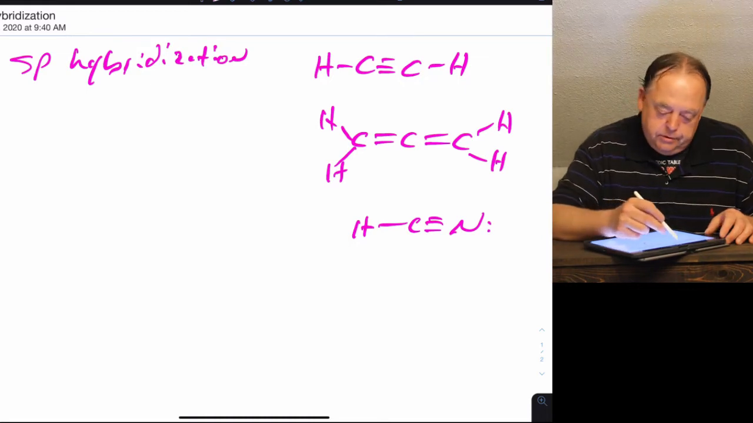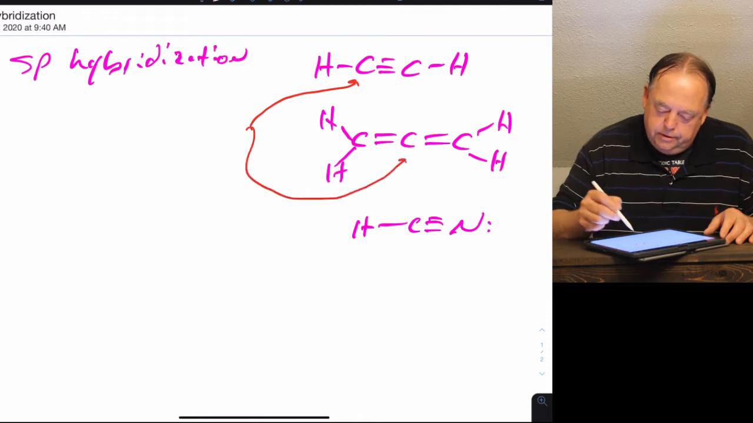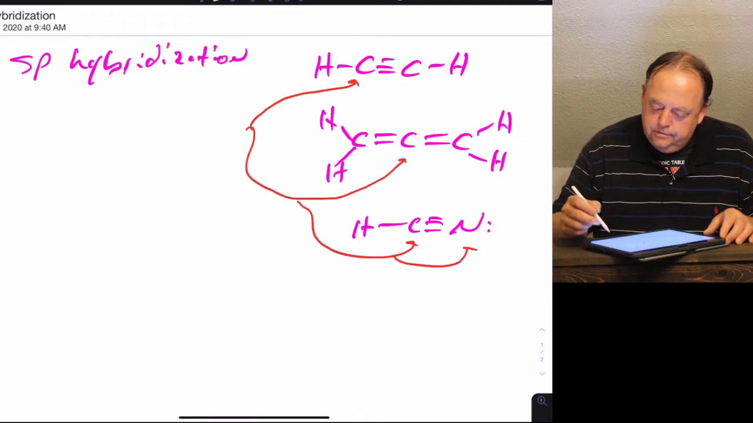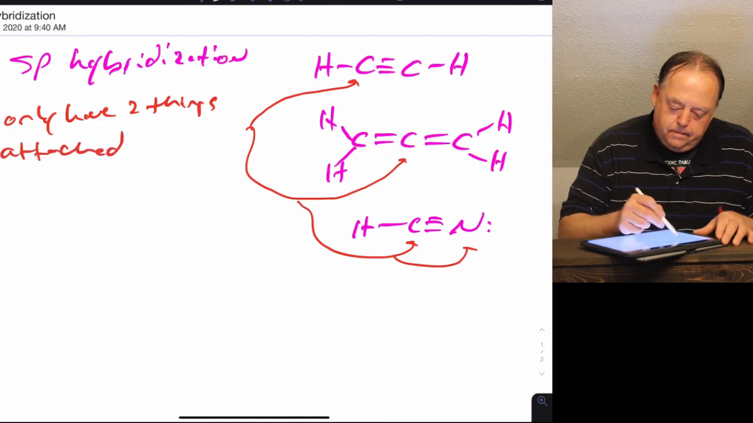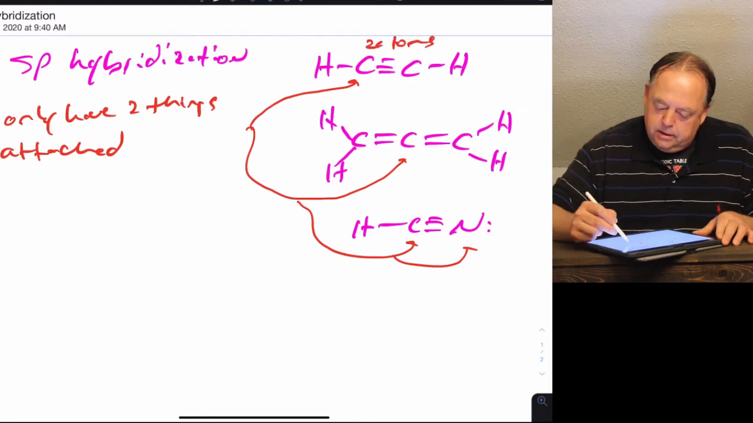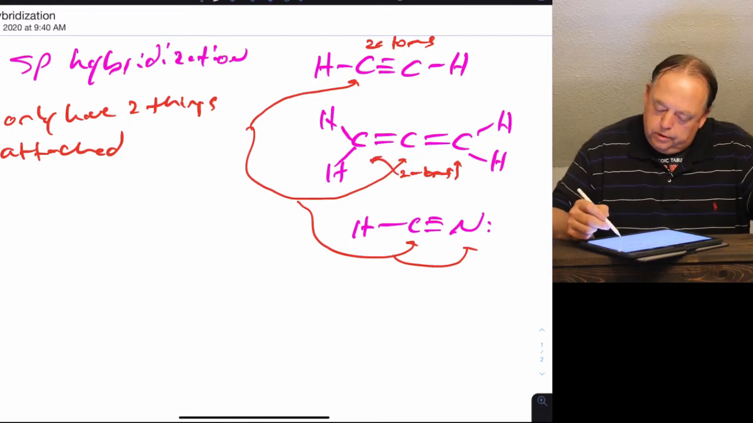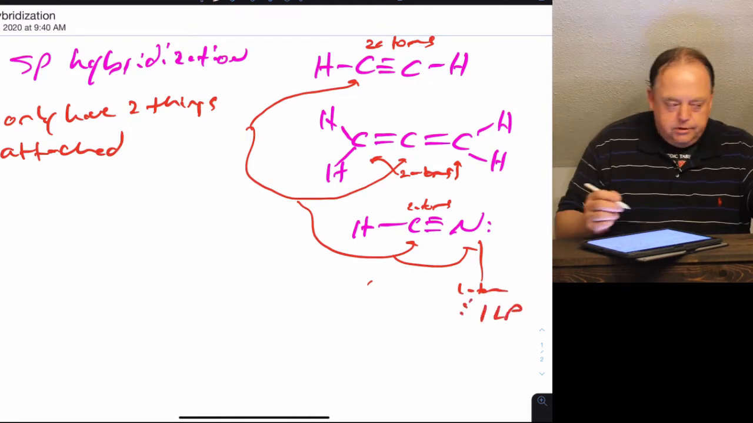So these three molecules, if we look at this carbon or the other carbon, the central carbon here, or this carbon or nitrogen, they only have two things attached. So in this case, two atoms. Here, two atoms. It's got that carbon and that carbon attached to it. Or two atoms in case of this carbon. And in case of nitrogen, it's got one atom and one lone pair. So two things, it's going to be sp hybridized.